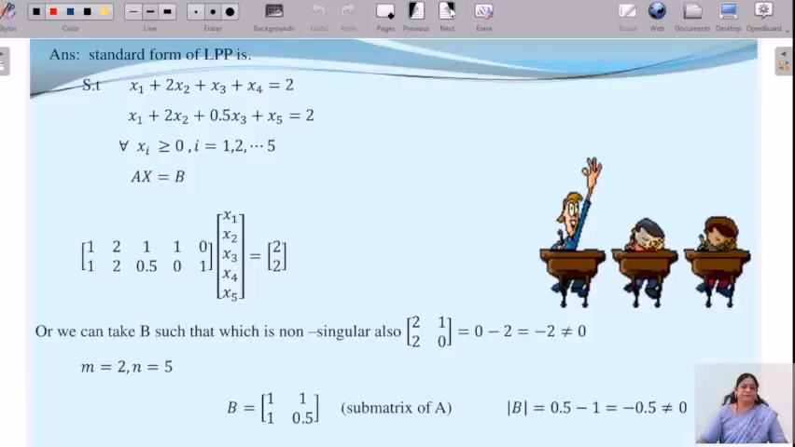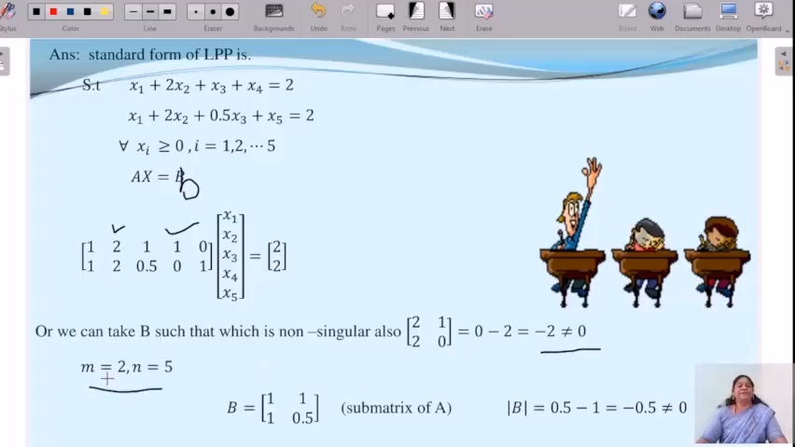See, we consider another submatrix also. Let us see. This is the standard form of the given LPP. We write it in AX equal to B form, or we can take a B which is non-singular. Here we consider the second and fourth columns, and the determinant of this is also not equal to 0. Therefore this B is also non-singular.